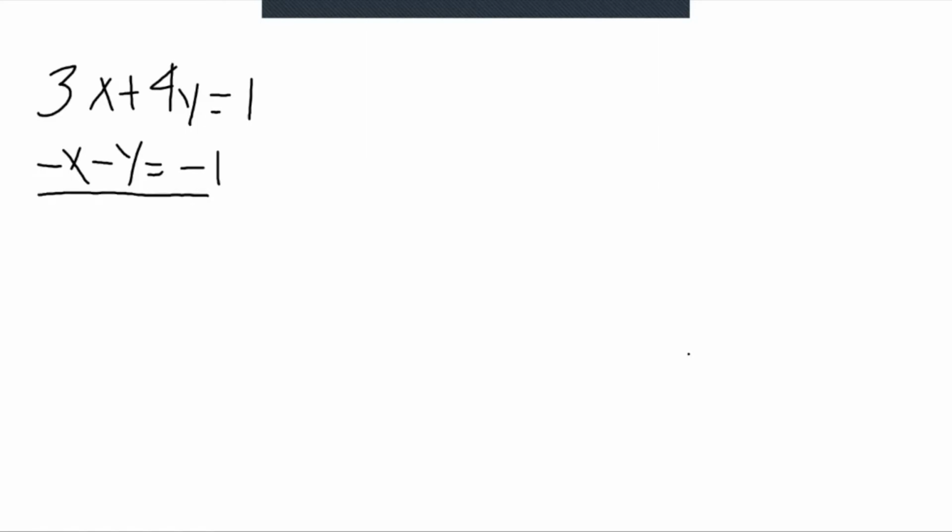And then you can also solve for either variable. You can either solve for x or y. It doesn't make a difference. And so I'll just solve for x here. So we're going to end up with negative x equals y minus 1. And so then we have x equals 1 minus y.